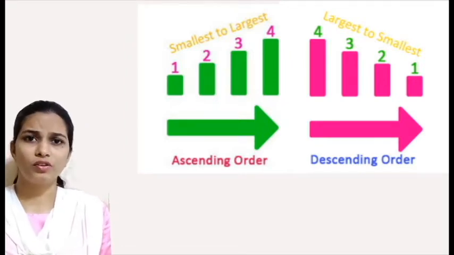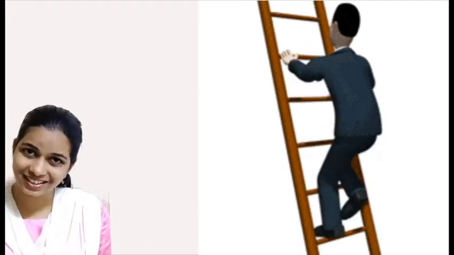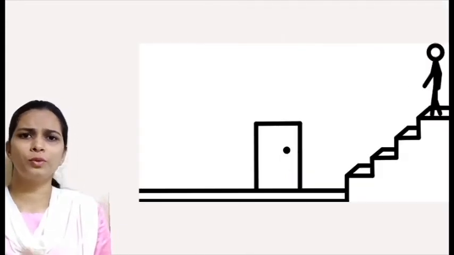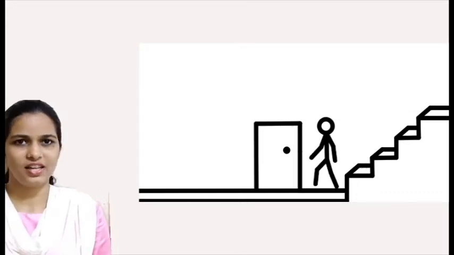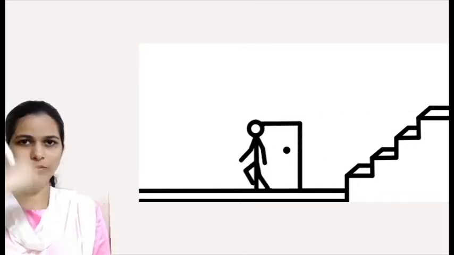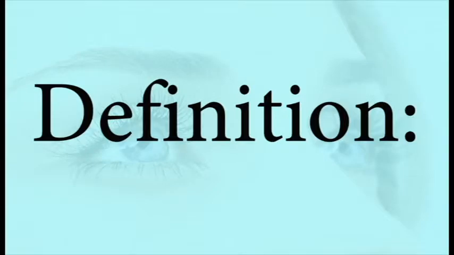So when we talk about climbing up the stairs, we say we are ascending the stairs, that is we are going from smaller to bigger. And when we talk about climbing down the stairs, we say we are descending the stairs, that is coming down from top to bottom. Define ascending and descending order.